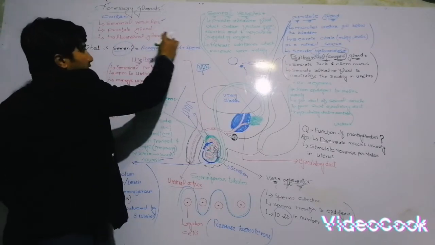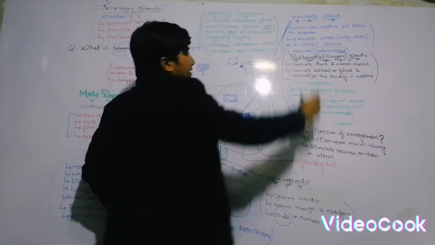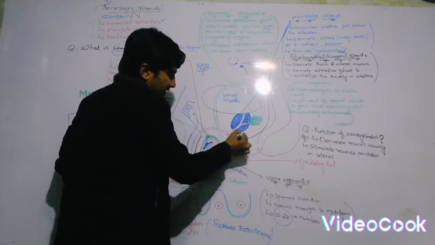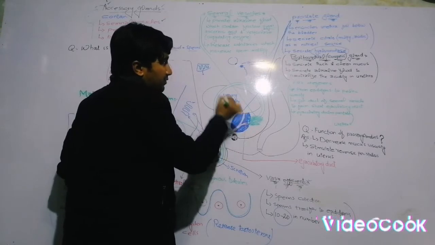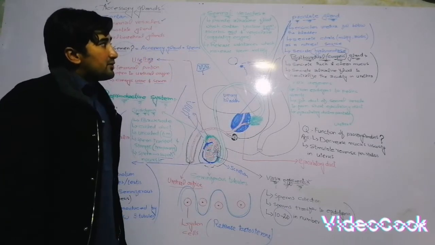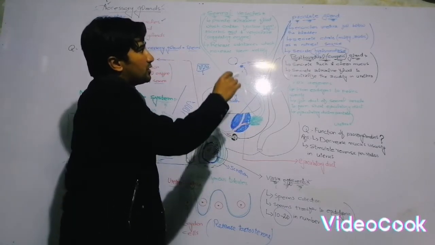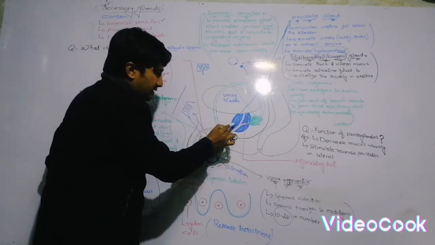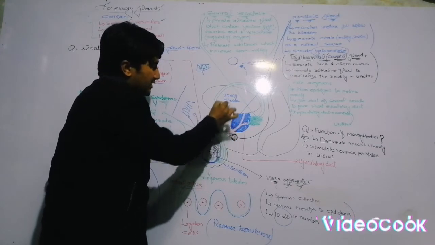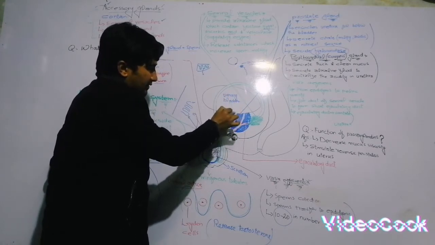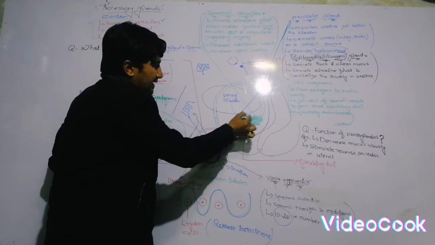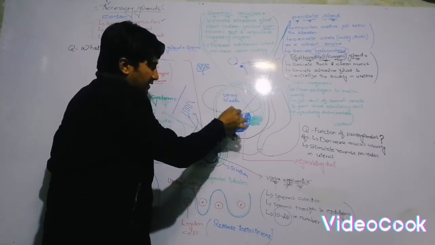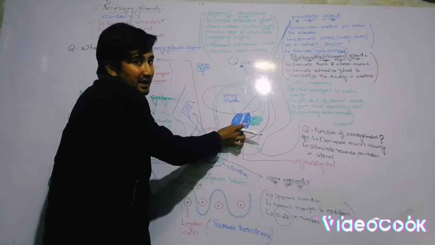Next comes the prostate gland. This is the prostate gland. In the diagram you can see the prostate gland in the blue color. The prostate gland encircles the urethra just below the bladder. This is the urinary bladder in the black color, and just below the bladder is the prostate gland.